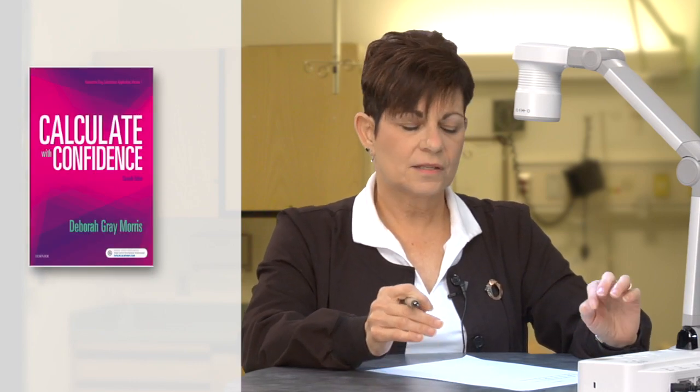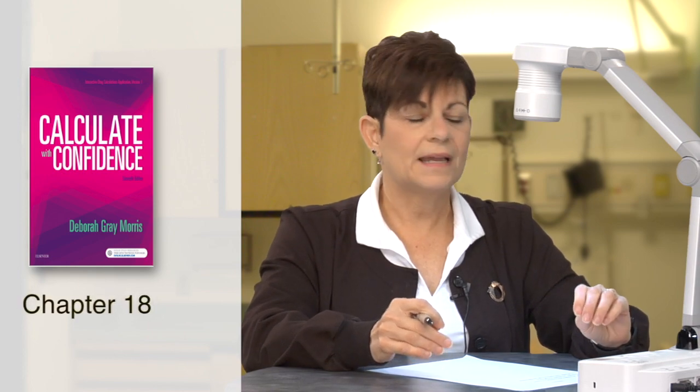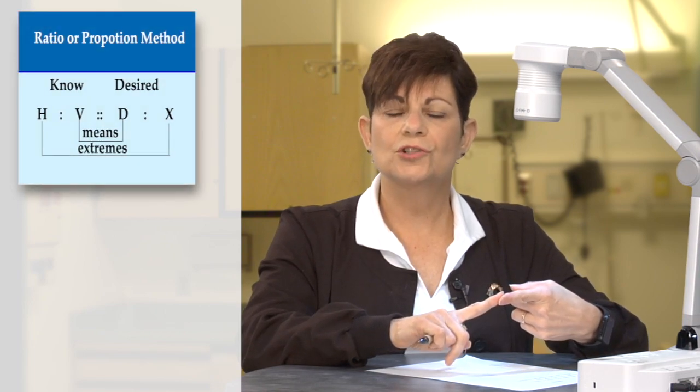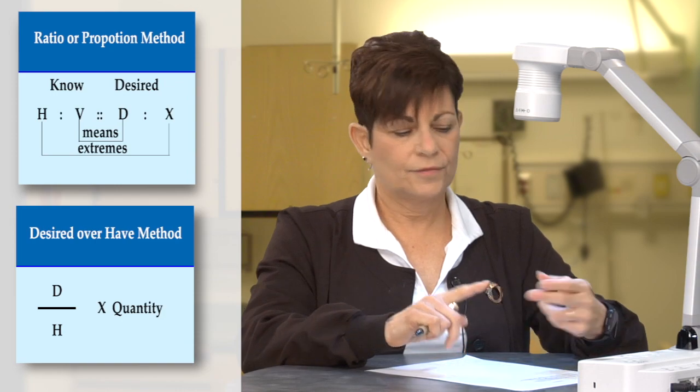Okay, so in question number 1, this question comes from your Calculate with Confidence book, 7th edition. This problem is located in chapter 18. So let's get started on this question. What I'm going to do is explain two methods. The first method is going to be ratio proportion, and the second method is going to be desired over have.